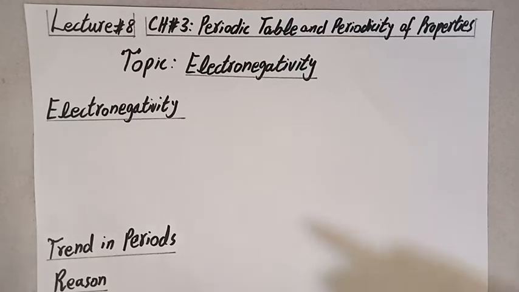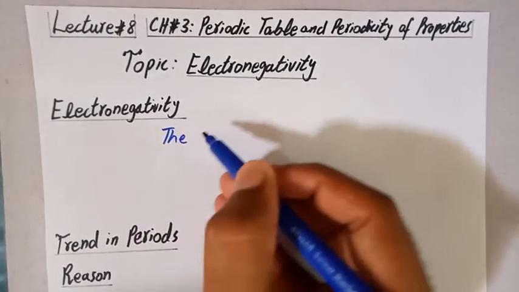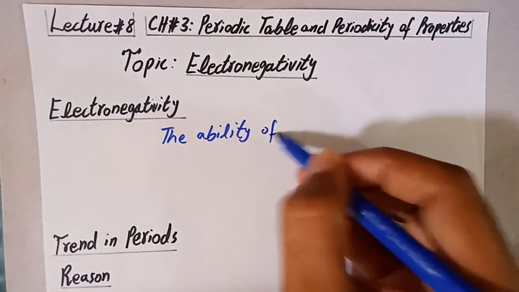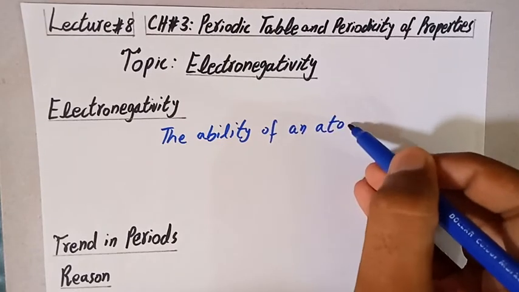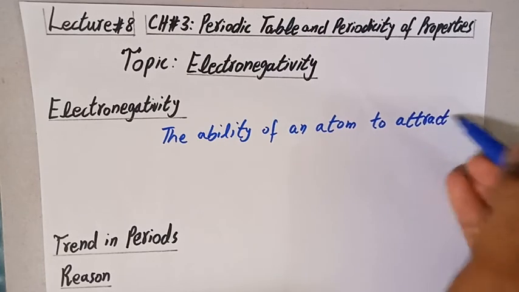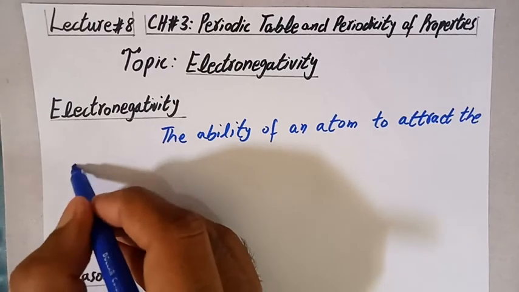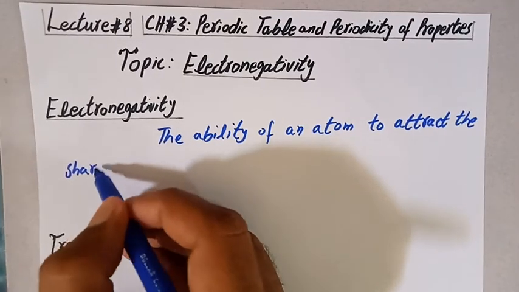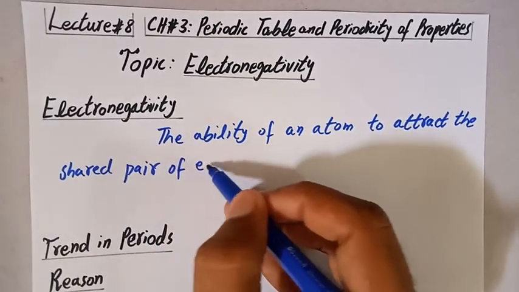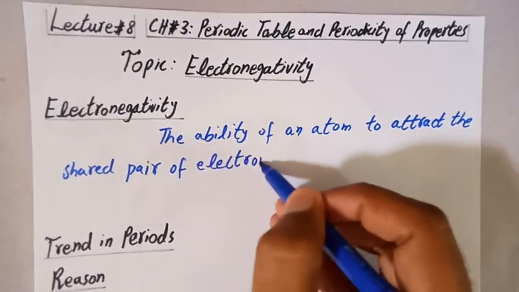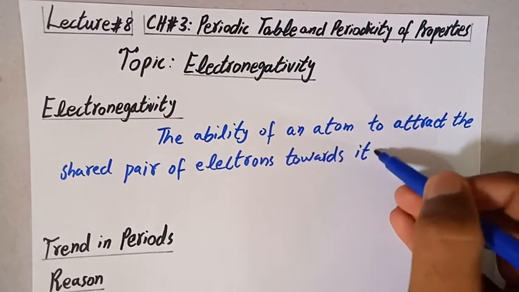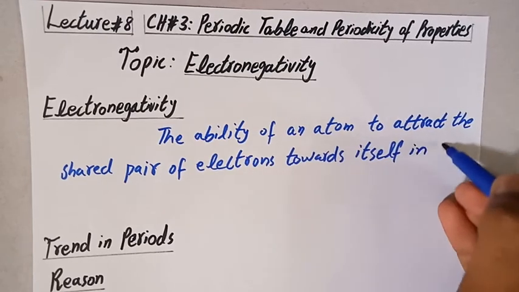Electronegativity is the ability of an atom to attract the shared pair of electrons towards itself in a molecule.